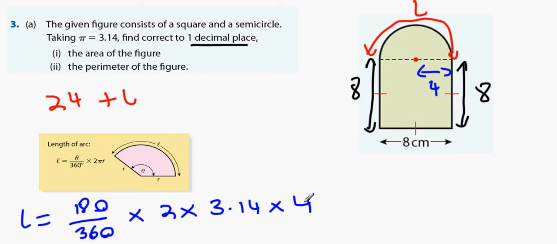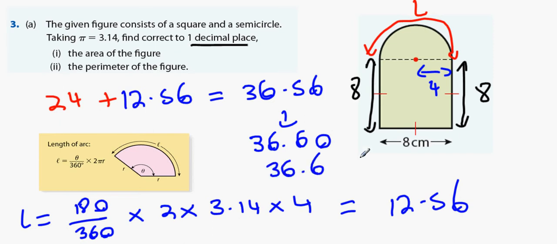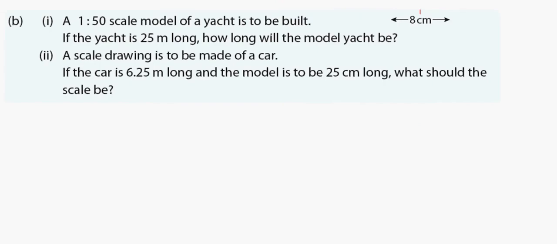Okay, so straight into your calculator. 0.5 multiplied by 2 multiplied by 3.14 multiplied by 4. And what we're going to get here is 12.56. So L equals 12.56. So now we get 24 plus 12.56, and this means our answer is going to be 36.56, and we've got to round it off to one decimal place, so 56 is closer to 60, so it's going to be 36.6 centimeters. Okay, so just check that out. 36.6.